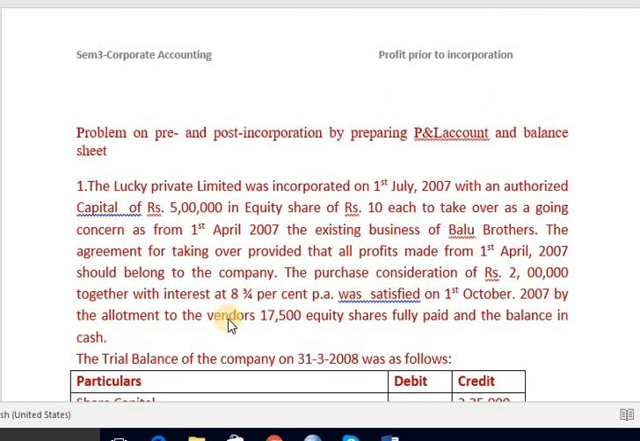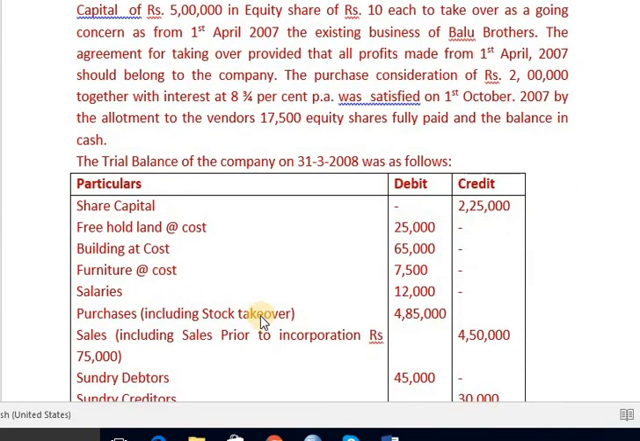The Lucky Private Limited was incorporated on 1st July 2007 with an authorized capital of rupees 5 lakh in equity shares of rupees 10 each to take over as a going concern, as from 1st April 2007, the existing business of Balu Brothers. The agreement for taking over provided that all profits made from 1st April 2007 should belong to the company. The purchase consideration of rupees 2 lakh, together with interest at 8.75% per annum, was satisfied on 1st October 2007 by the allotment to the vendors of 17,500 equity shares fully paid and the balance in cash.